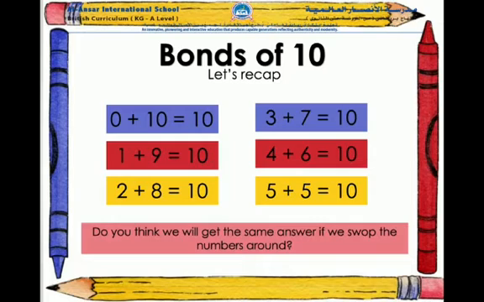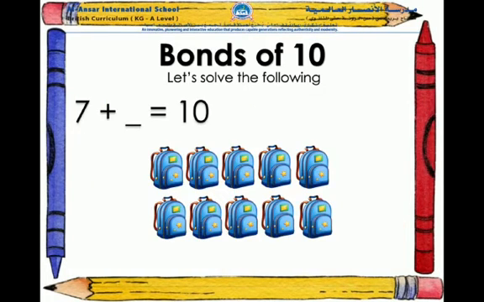Think about this question. Do you think we will get the same number if we swap the numbers around? So instead of having 0 and 10, we have 10 and 0. Do you think 10 and 0 is the same as 0 and 10? Or 1 and 9 is the same as 9 and 1? If you think it is the same, you are correct. We will get the same answer if we swap the numbers around.